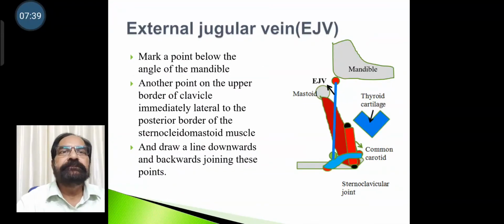External jugular vein. Mark a point below the angle of mandible, as shown. Another point on the upper border of clavicle, immediately lateral to posterior border of sternocleidomastoid muscle. And draw a line downwards and backwards joining these points. That represents external jugular vein.